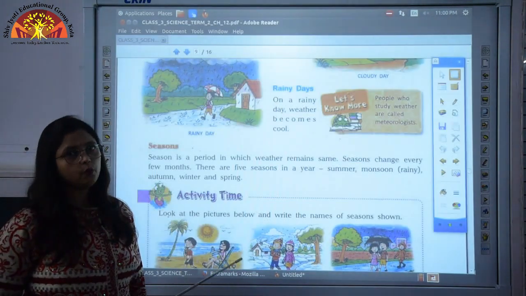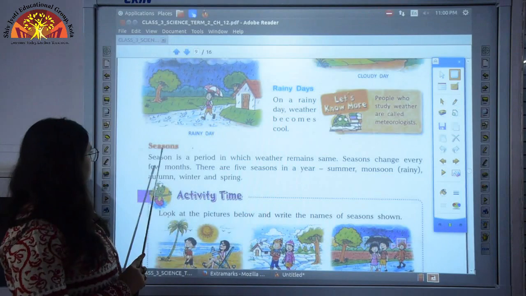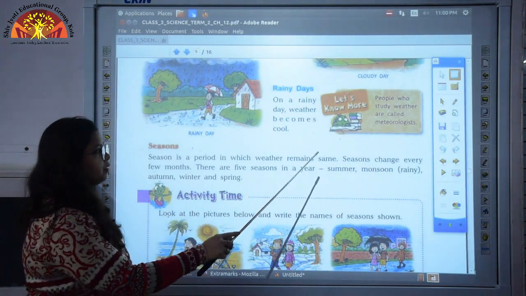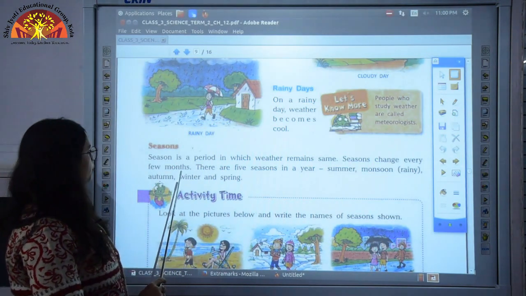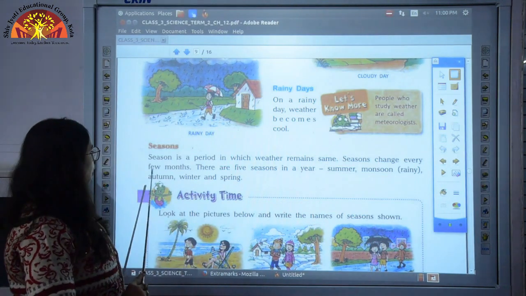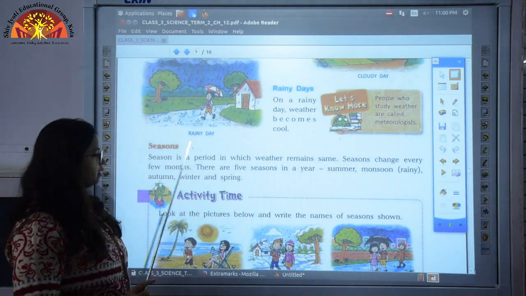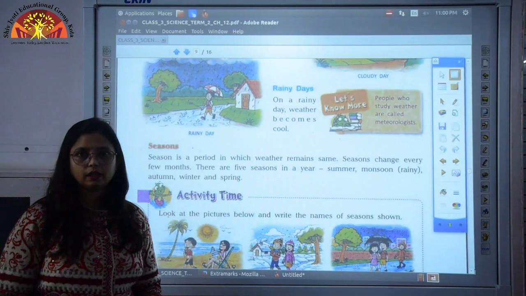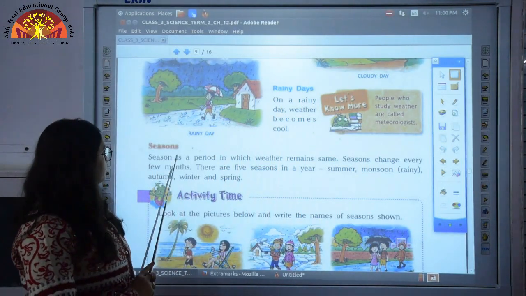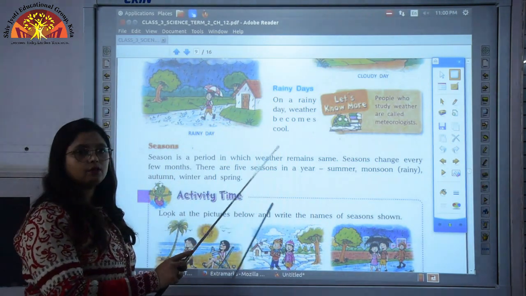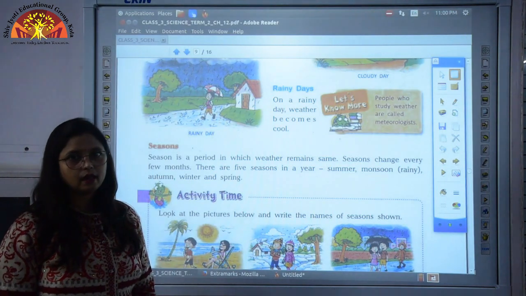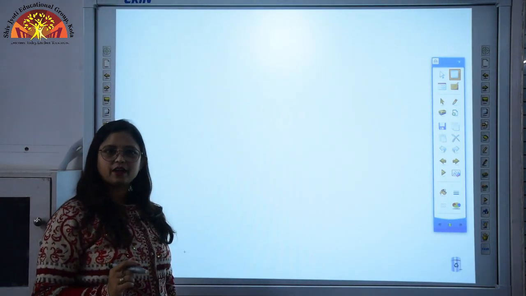So children, now we come to the next topic, that is seasons. A season is a period in which weather remains the same. Seasons change every few months. There are 5 seasons in a year: summer, monsoon, autumn, winter and spring. So children, we have just studied that weather keeps on changing, but a season is a period in which weather remains the same for a few months. So there are 5 main seasons in our country.